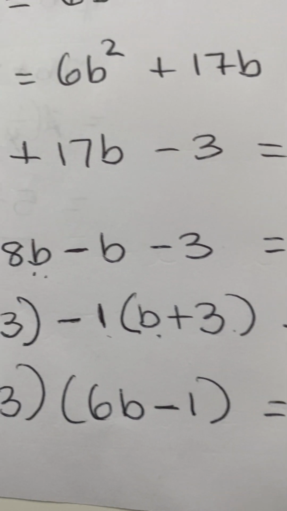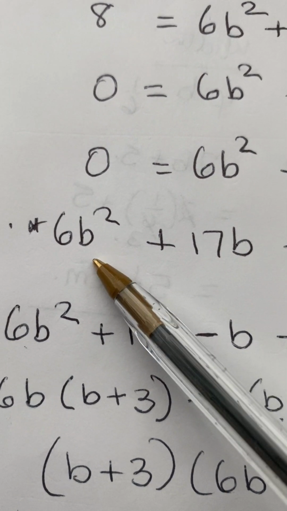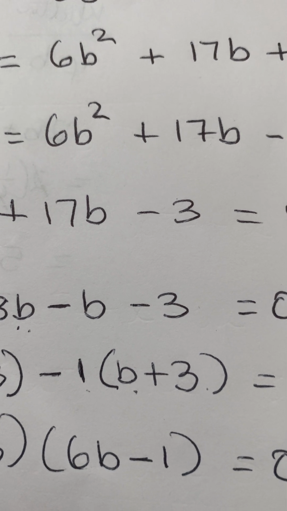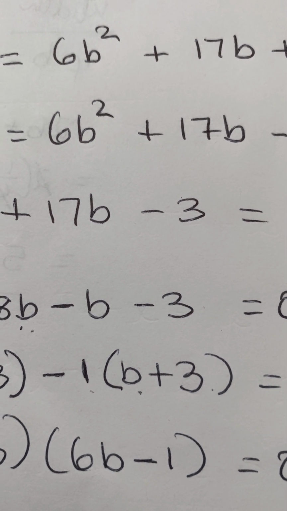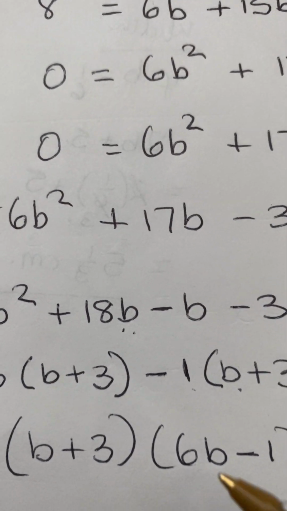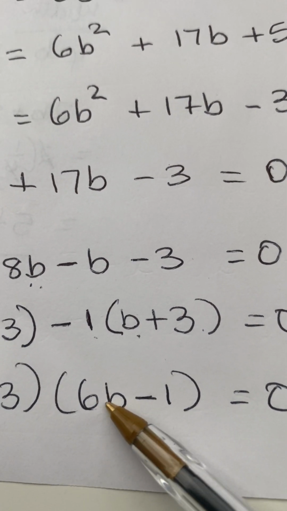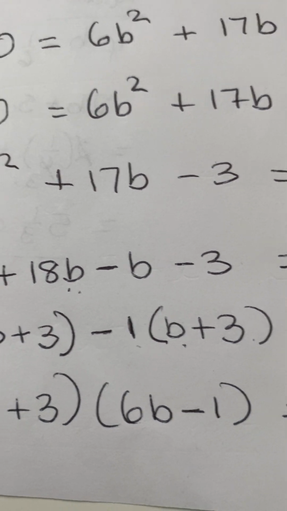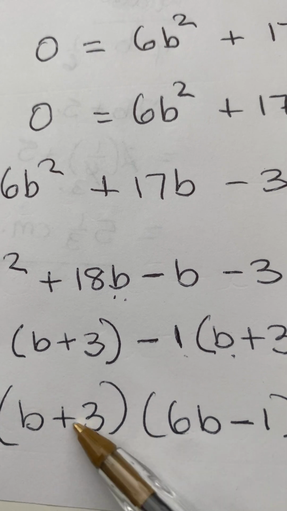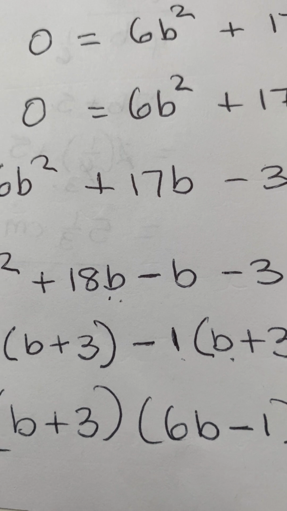In a non-calculator paper, you have to use this because the values of a, b and c are very large. You can use the quadratic equation. I'll show you what I mean in a second. So now b plus 3 equals 0, or 6b minus 1 equals 0. Why? Because if one of them in the bracket or both of them equals 0, then the equation becomes 0.